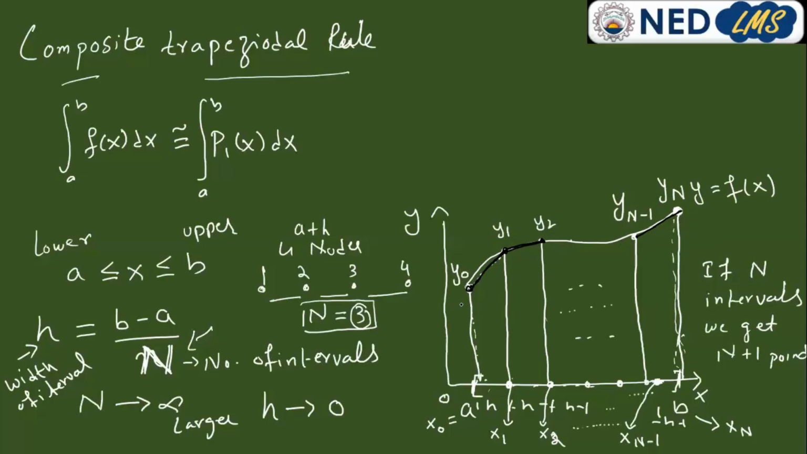But if you want to decrease the error, what can we do? We can increase the number of intervals, because if we increase the number of intervals, h decreases, which means that this point, which is situated at distance h, will move closer to that point.